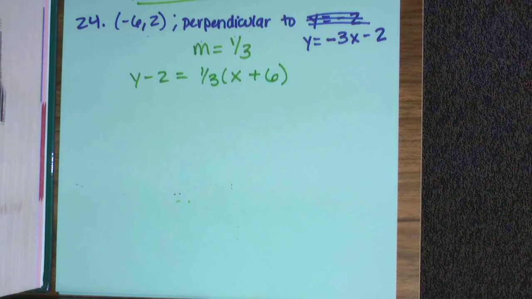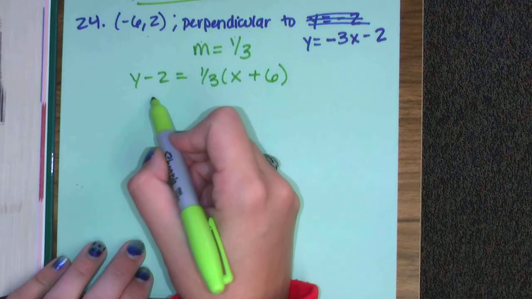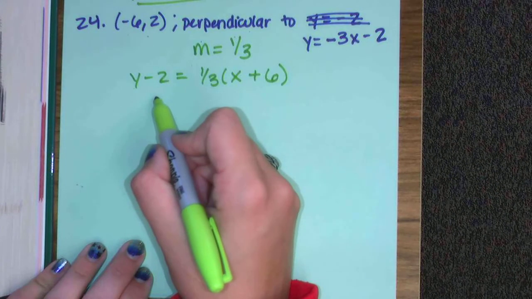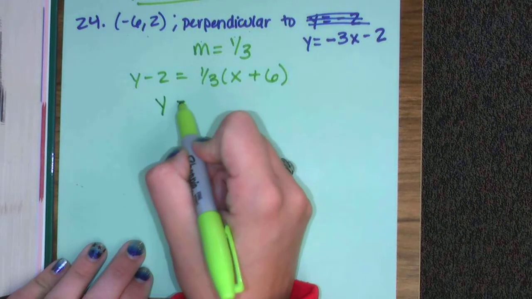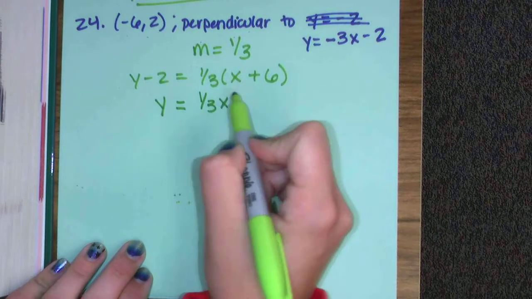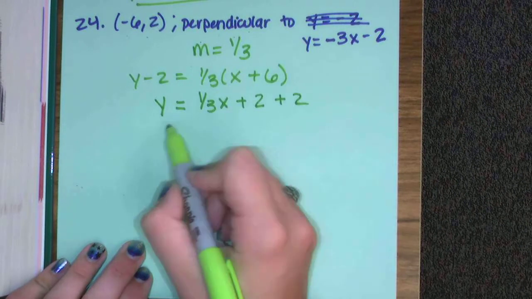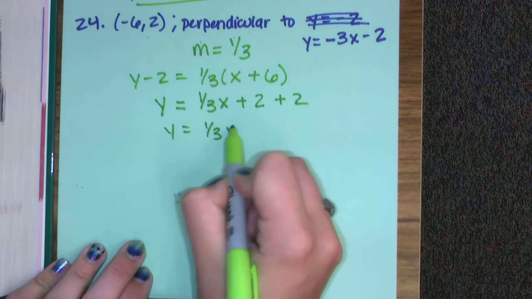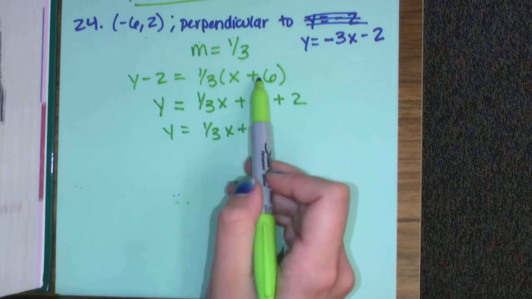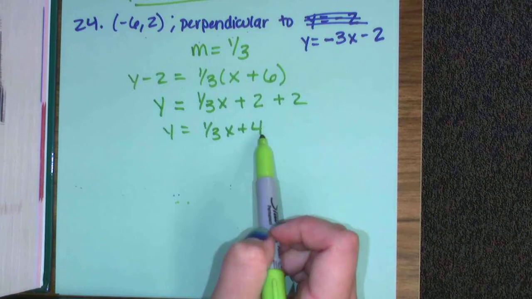And then what do I get from there? Or what do I do with it from there? Okay, so I distribute first and add the 2 over from that side to get 1/3 x plus 4.